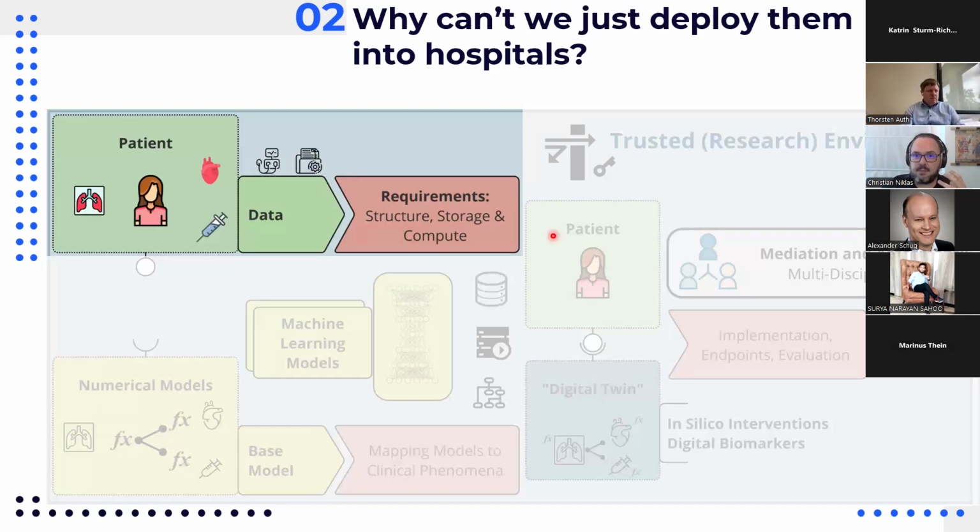But let's focus on the question that I put up here, like why can't we just deploy our models into hospital and see how it goes? Like try to get these models at the bedside and then co-create and co-develop these scientific models with the clinicians.